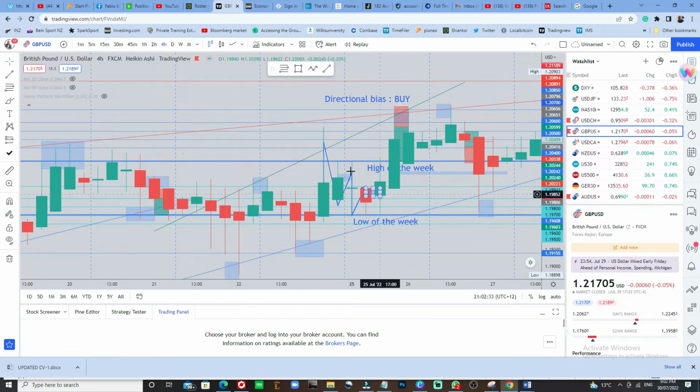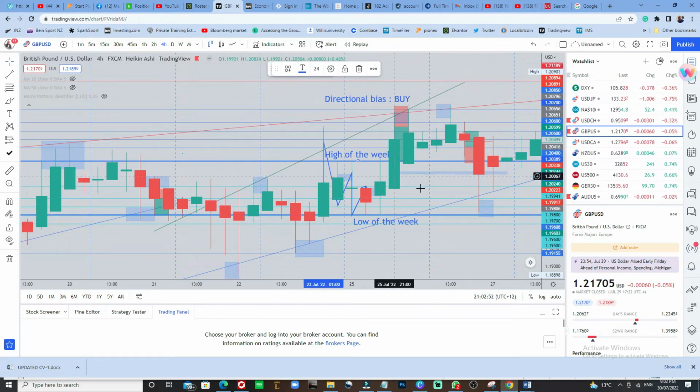The two candlesticks must be such that they are in between the two lines. Okay, so this is the low of the week and the high of the week. That's how I identify the high and the low of the week. The first two candlesticks on Monday determine these two lines.